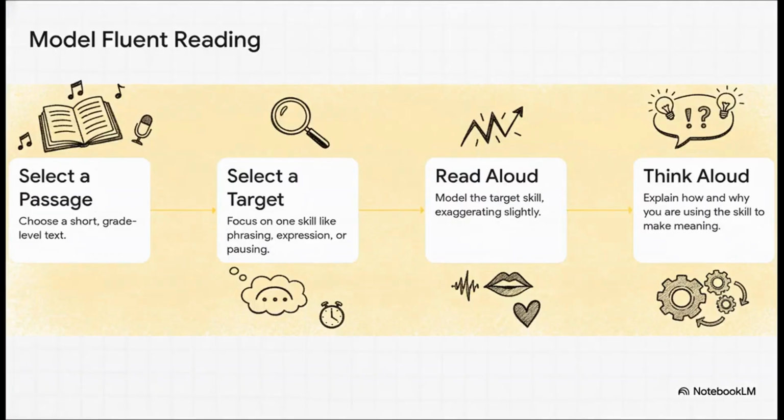So here's how it works. You're going to pick a short, engaging little piece of text. Then, and this is important, choose just one specific skill to zero in on. Maybe it's pausing at commas. You'll read it out loud, maybe even over-exaggerate that skill a bit, and then you'll think aloud, telling your students exactly what you did and why you did it. Something like, did you hear how I paused right there at the comma? That pause helped my brain separate the two ideas in that sentence.